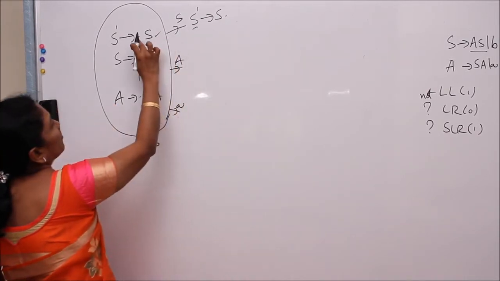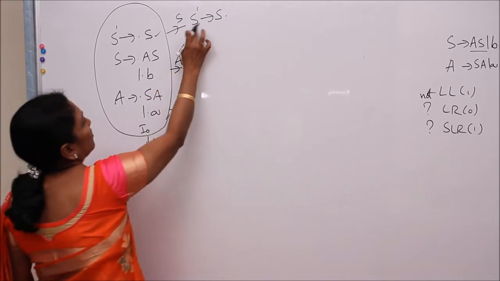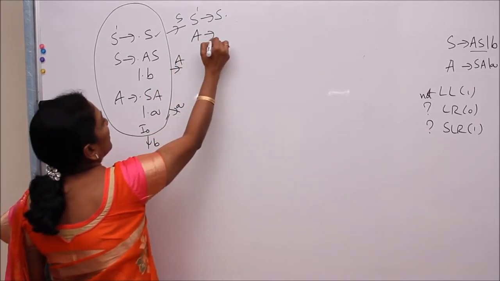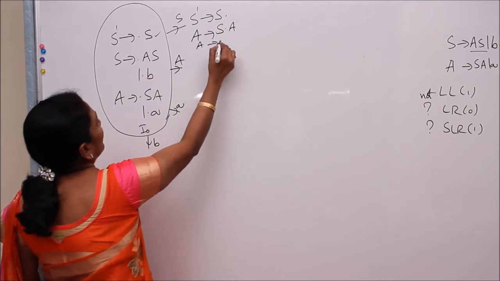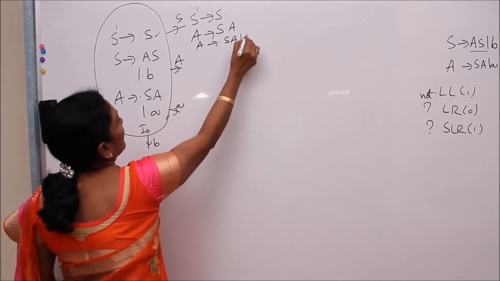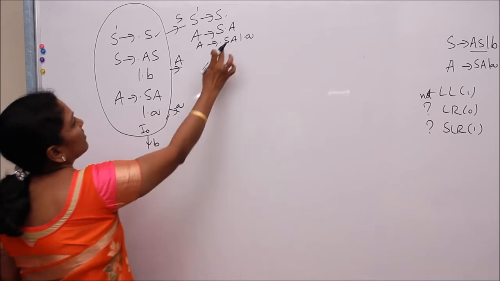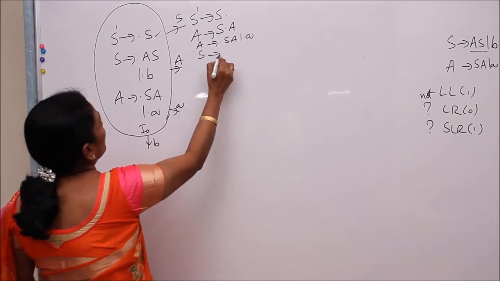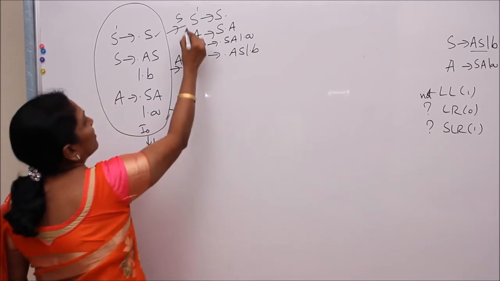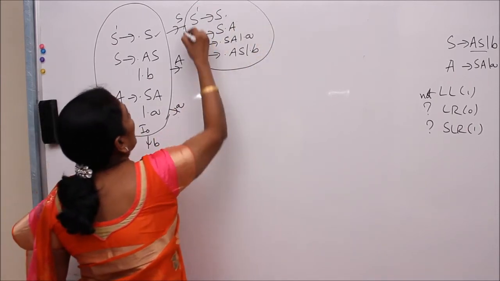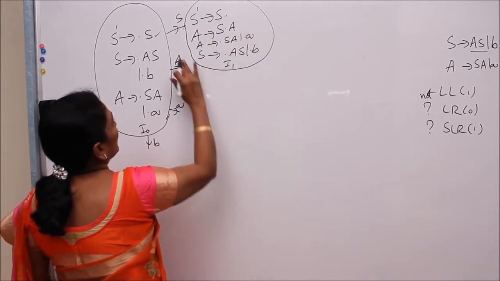Here there is a match, so move the dot, and here there is a match. So A to S dot A. Now because of A, add dot SA, dot A. Now because of S, S2 dot AS, dot B. So that is how we get all the items in I1.